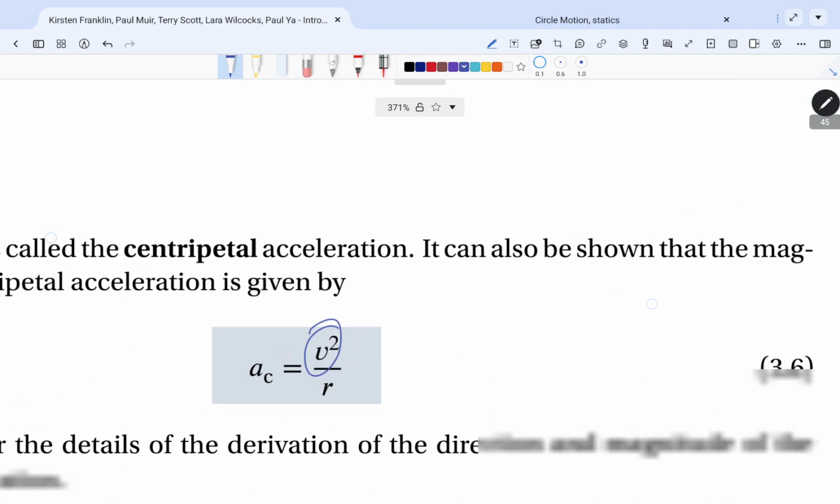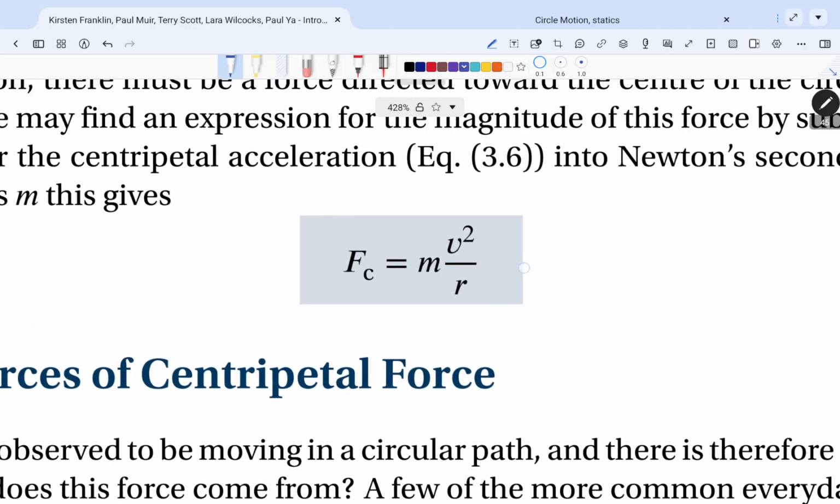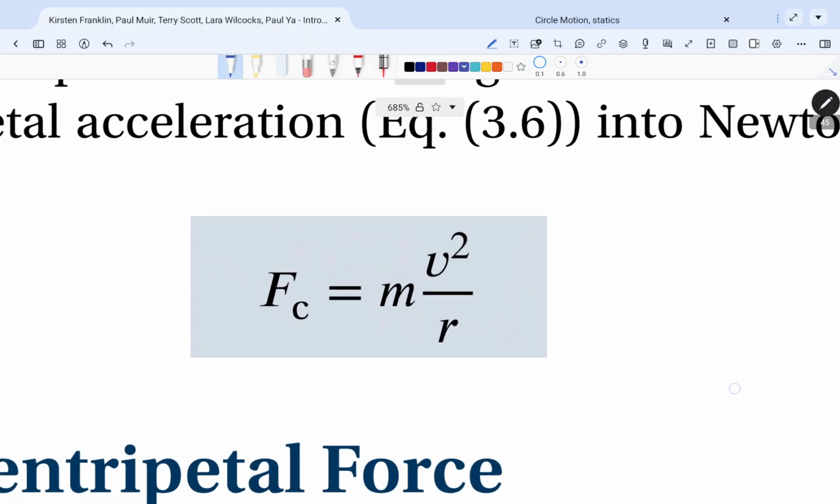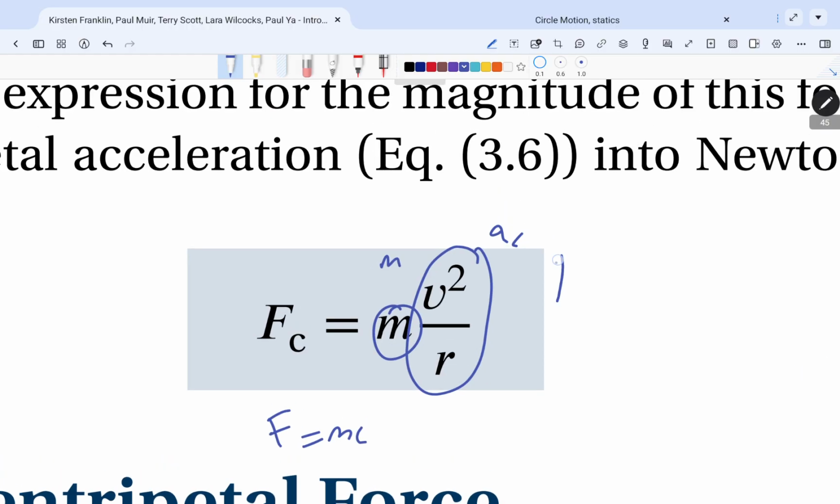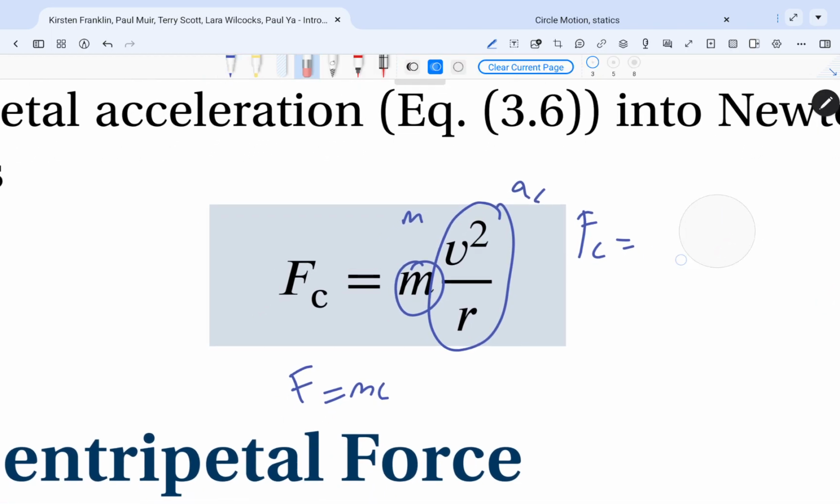Okay? So this formula, don't forget it. That's the centripetal acceleration. And then what's this formula? Should be very obvious. Because what's this? Well, this is AC. And m is what? Well, m is just m. And what's the formula for F? F equals ma. So this is just a type of force. It's the centripetal force. Fc equals m times AC, where AC is v squared over r. Okay?